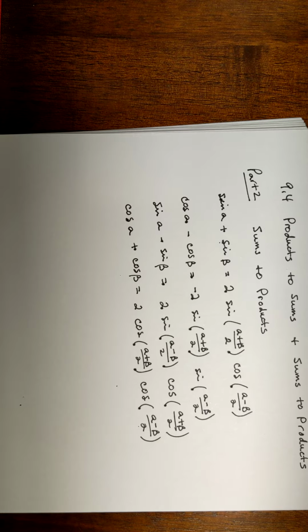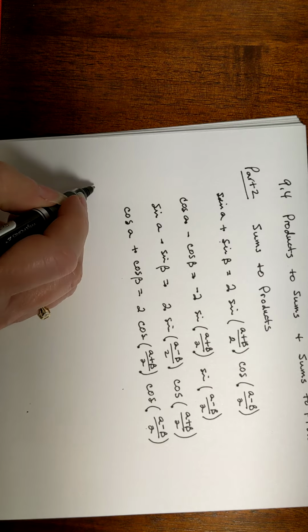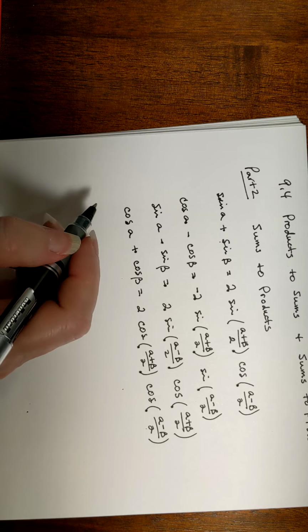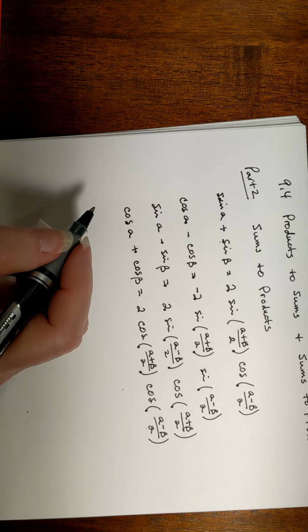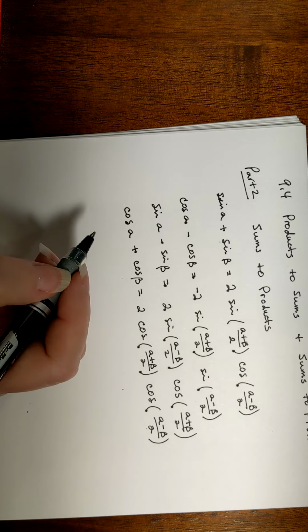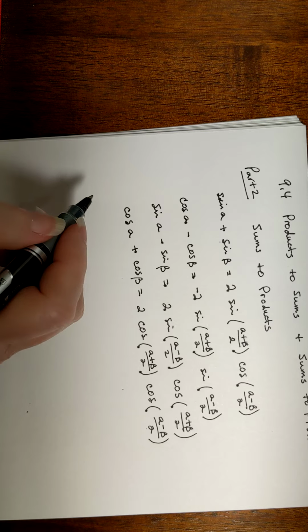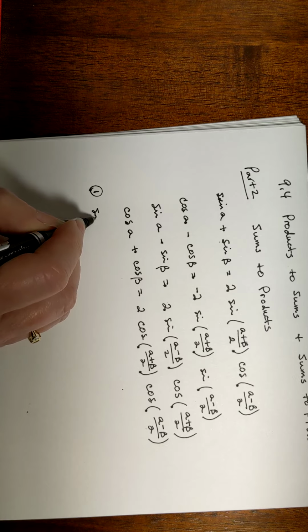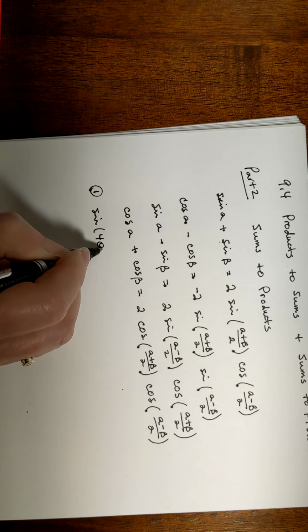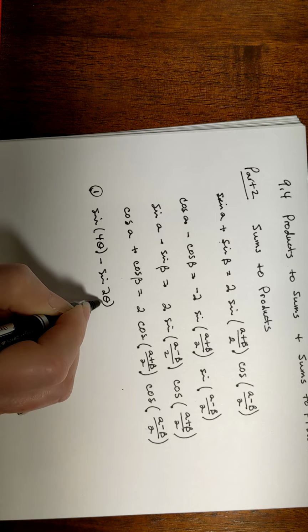So let's look at a couple of examples of this. And the directions on here are going to be exactly this: write the following difference of sines expressions as a product. So it's either going to say sum or difference to a product. And problem number 1 says the sine of 4 theta minus the sine of 2 theta.